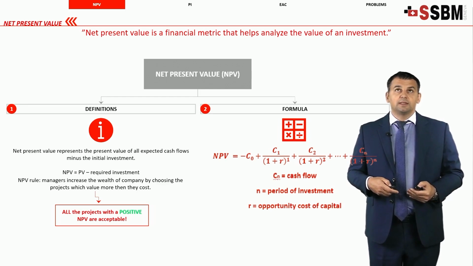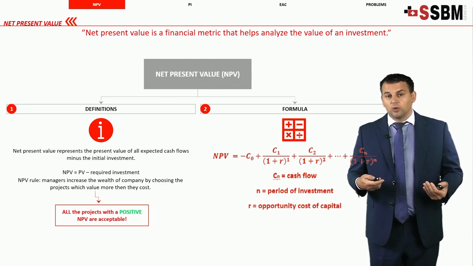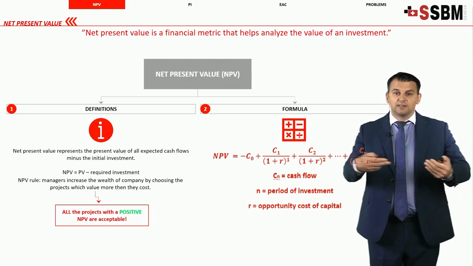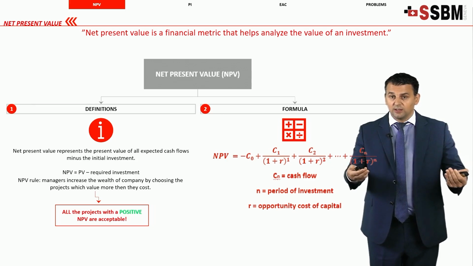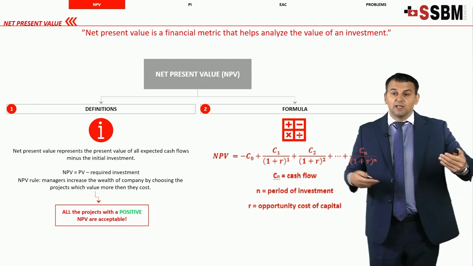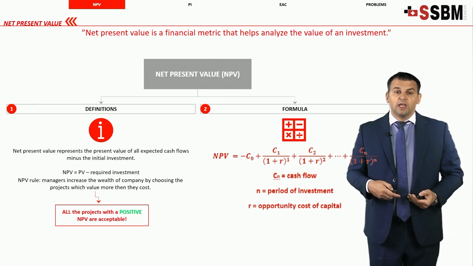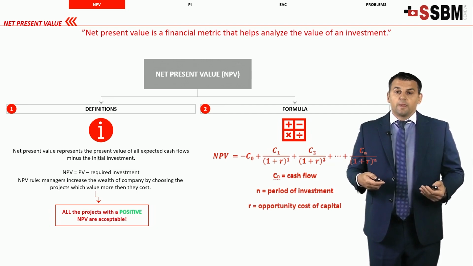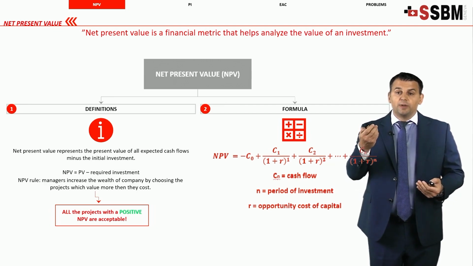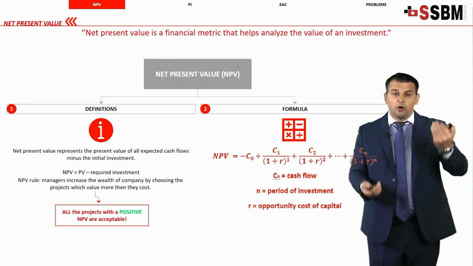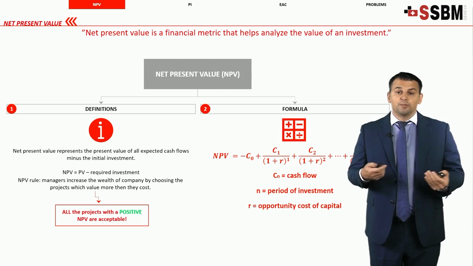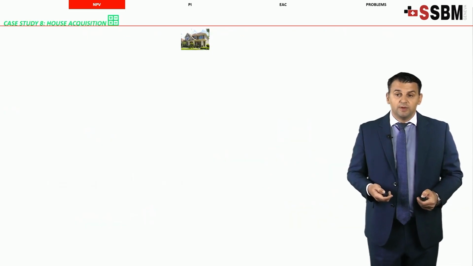NPV, how to explain it in simple words. It's like a salary, where you have gross salary less all deductions, and you get a net salary, or cash inflows less cash outflows. NPV is very much dependent on the discount rate or opportunity cost of capital. If the discount rate goes up, NPV goes down, and the opposite. In terms of ranking, it gives the highest ranking to the project with the highest NPV.